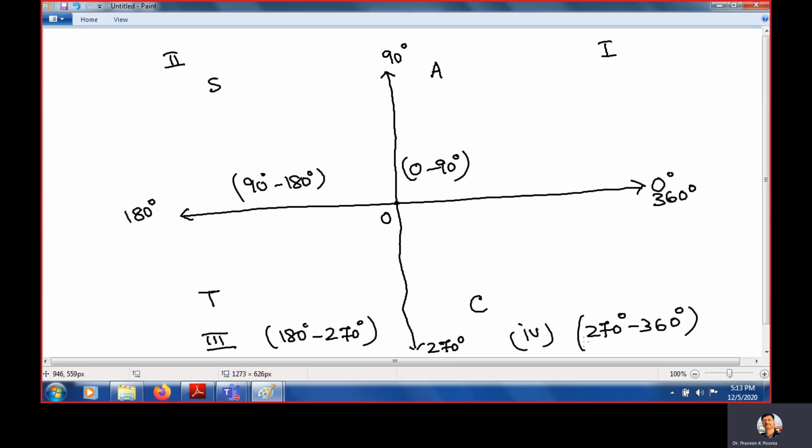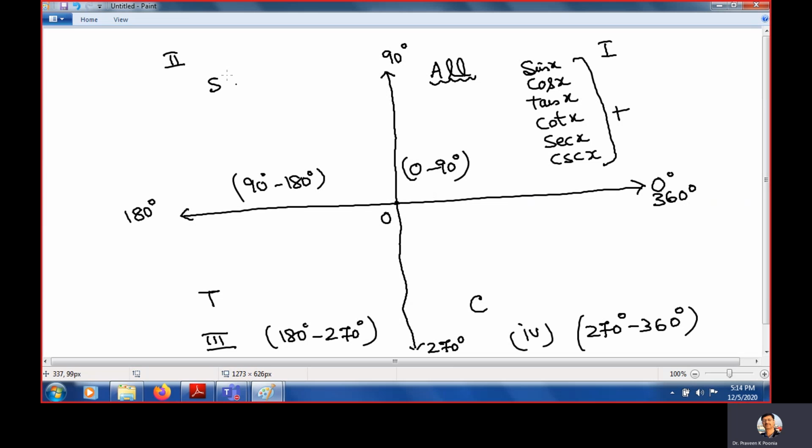These are the four quadrants. Okay, just remember this. Now what is the meaning of A? Meaning of A is all. All means all plus: sine, cosine, tan, cot, sec and cosec. All are positive. All six trigonometric functions are positive between 0 to 90 degrees.